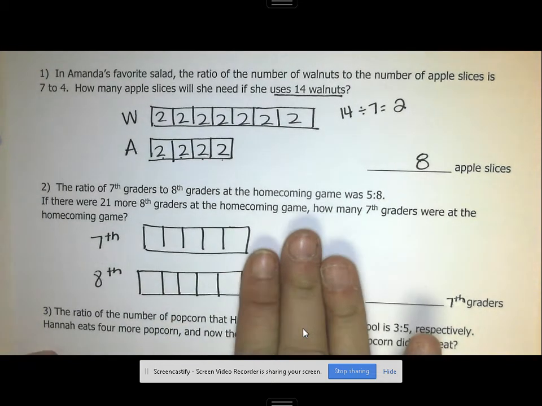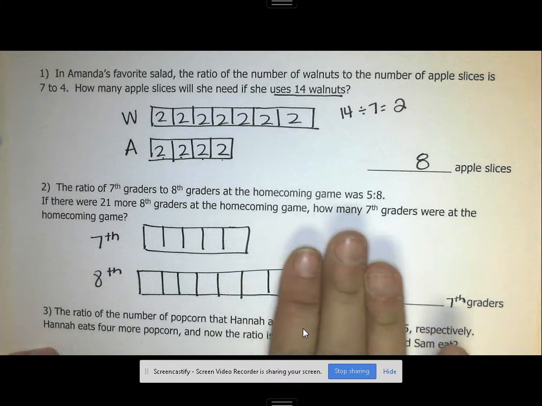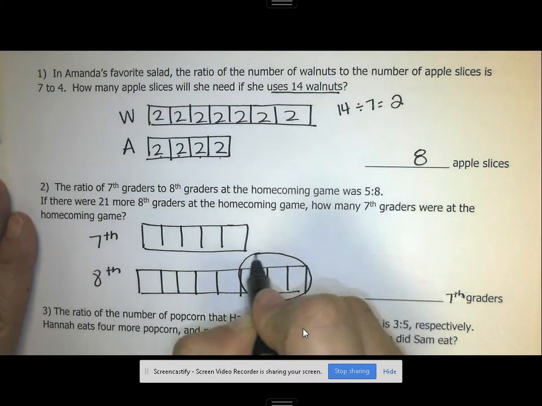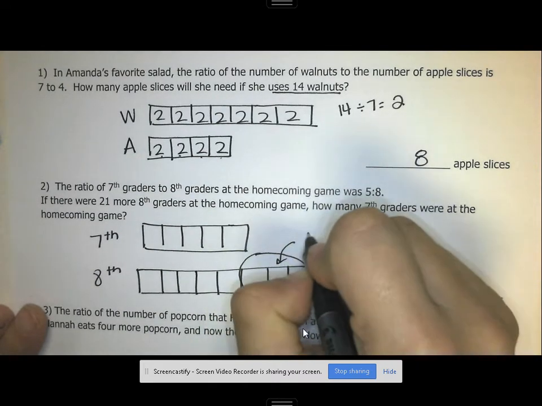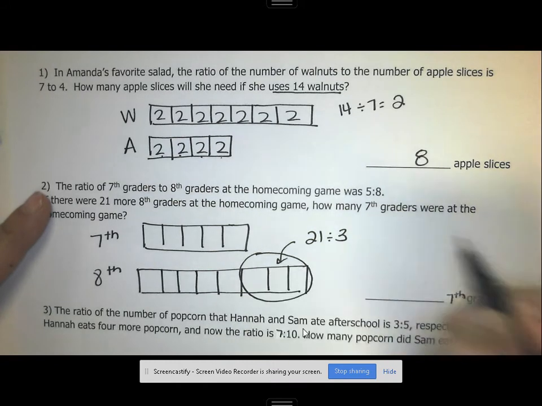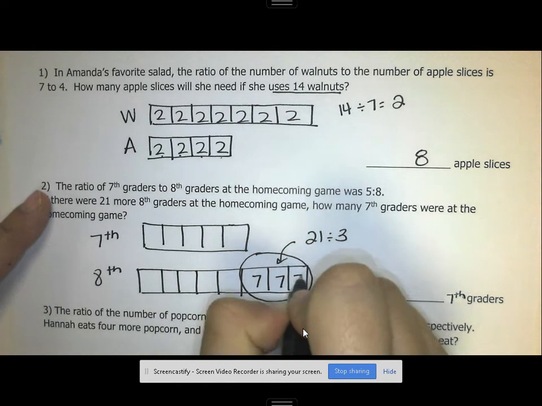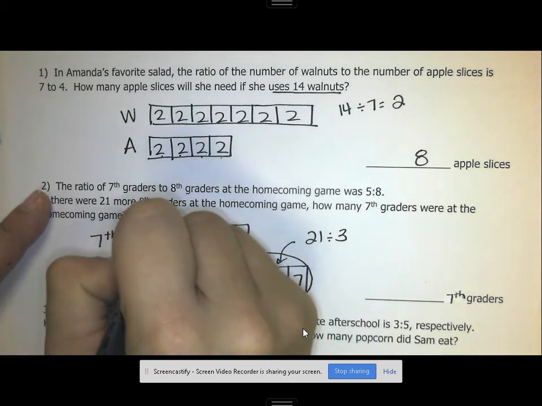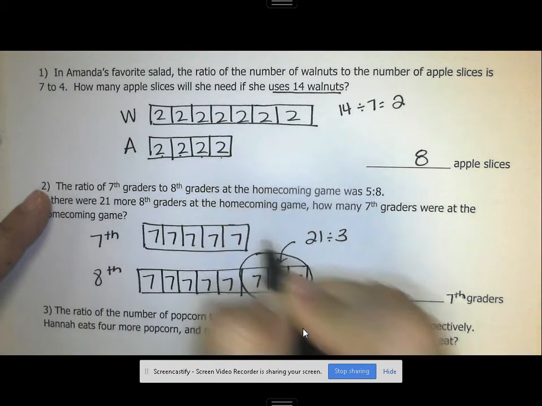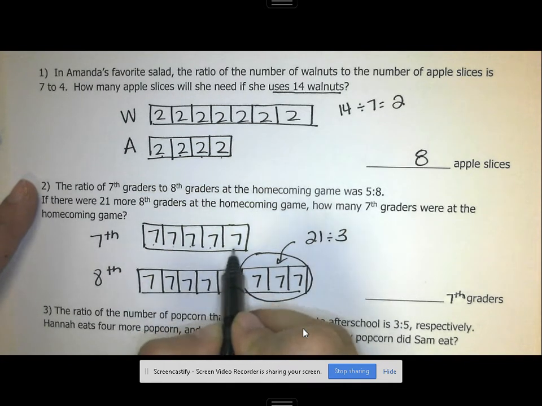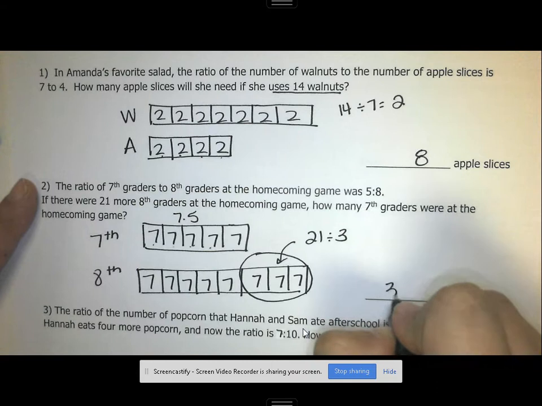Well, if they both had 5 boxes, there would be the same amount of 7th and 8th graders at the game. But the 8th graders have 3 more boxes. So all the extra 8th graders need to fit into these 3 extra boxes. There are 21 8th graders that need to be spread out into the 3 extra boxes. So that means that there need to be 7 8th graders in each of these boxes, which means that the number 7 needs to be uniform throughout all of the boxes. How many 7th graders are there at the game? 7 times 5 is 35.